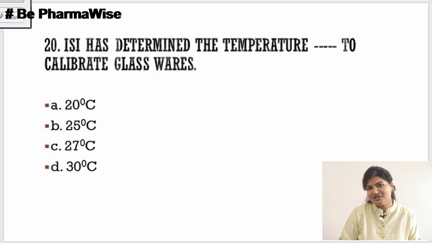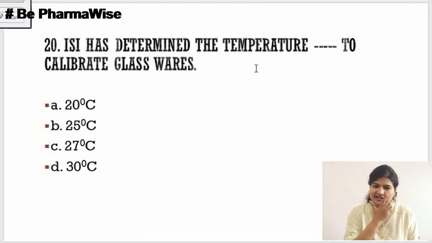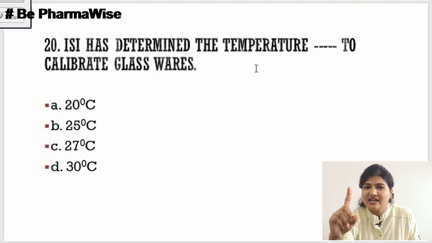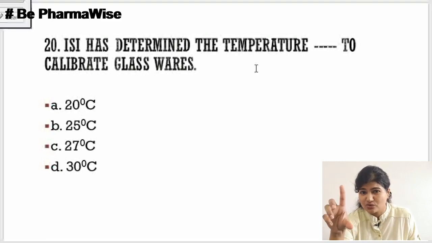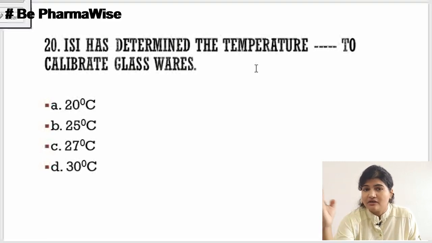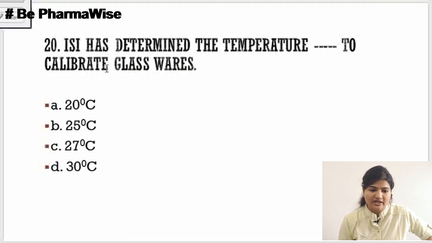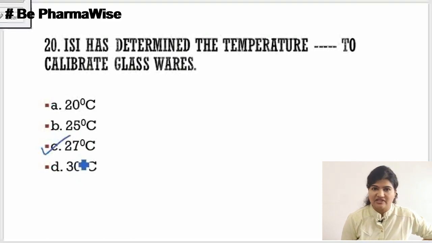And the last MCQ. ISI has determined the temperature, meaning which temperature to calibrate the glasswares. Now you go in your labs, you take any glassware, the Borosil glasswares which are used in the labs, you see them carefully and you will see one temperature noted there and it is 27 degrees centigrade. So the glasswares are calibrated at 27 degrees centigrade as per ISI.